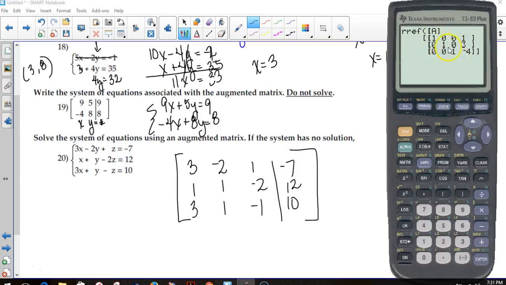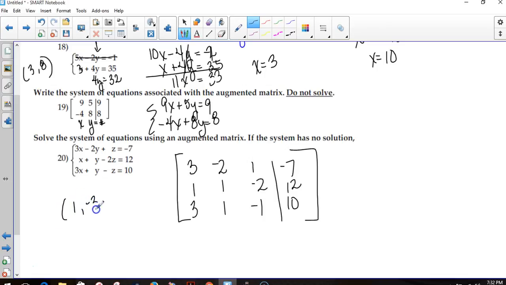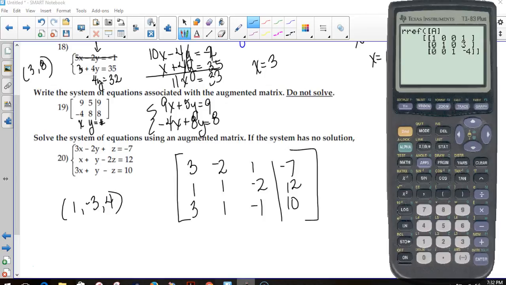Remember, it needs to be 1s on the diagonal, 0 surrounding it, kind of like hugging in those 1s. My solution where these planes will intersect is at 1, 3, negative 4. X is 1, y is 3, z is negative 4, and there's your solution set.